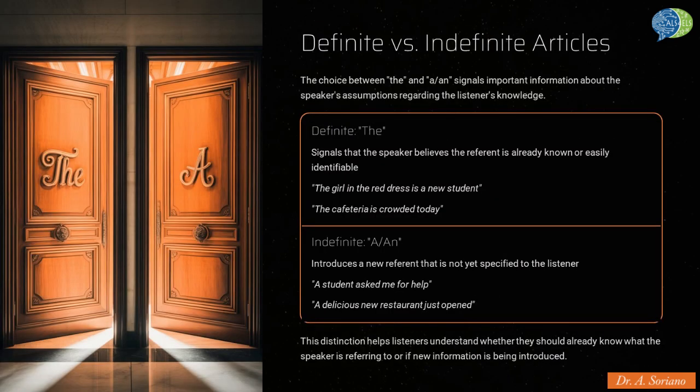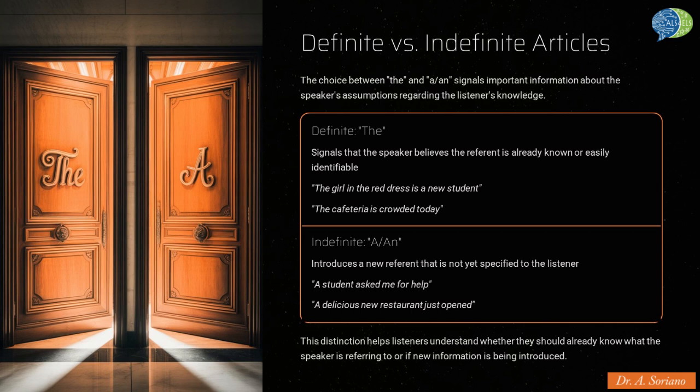The choice between "the" and "a" or "an" is a great example of the speaker's strategy. It signals important information about what the speaker assumes the listener knows. Definite article, "the." Using "the" signals that the speaker believes the referent is already known or easily identifiable by the listener. For example, the cafeteria is crowded today. You're assuming your listener knows exactly which cafeteria you're talking about.